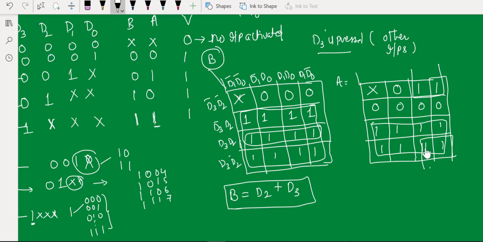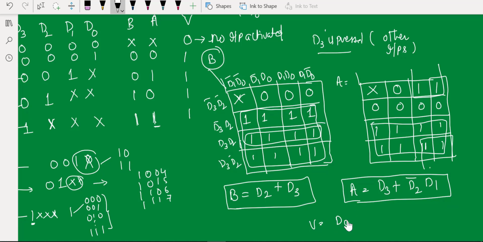So in this case I am going to get my expression as A equals D3, plus for this quad I am going to have D2 bar times D1. So this is my expression. If I write for valid, it will be D0 plus D1 plus D2 plus D3.